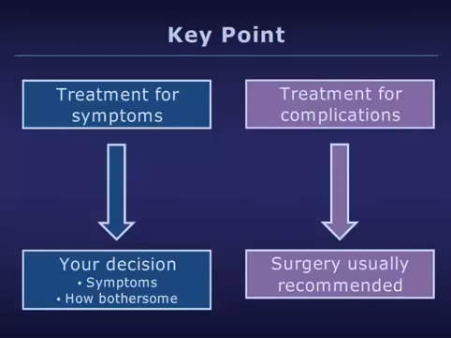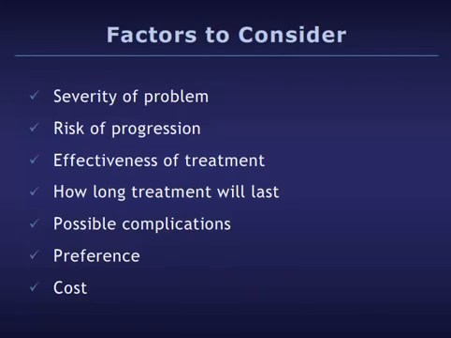Less commonly, men present with BPH and already have complications related to it, like complete inability to urinate, bleeding, infections, bladder stones, or kidney damage. For these patients, surgical management is usually recommended depending on the situation. There are many issues that you and your doctor may need to discuss in choosing the best treatment for your situation. These include the severity of your problem, the risk of progression of your condition, effectiveness of the treatment, how long the treatment effect will last, possible complications of treatment, you and your doctor's preference, and the cost of treatment.